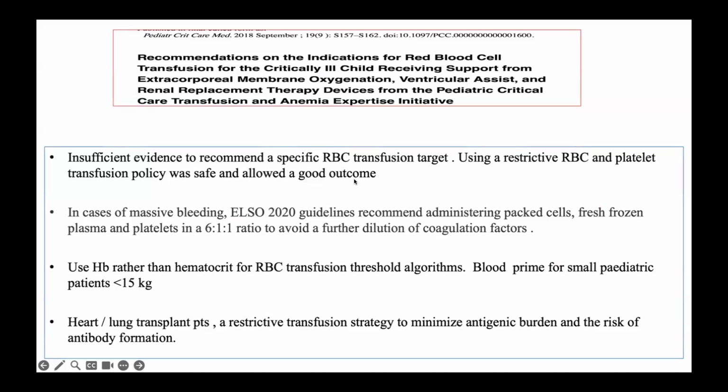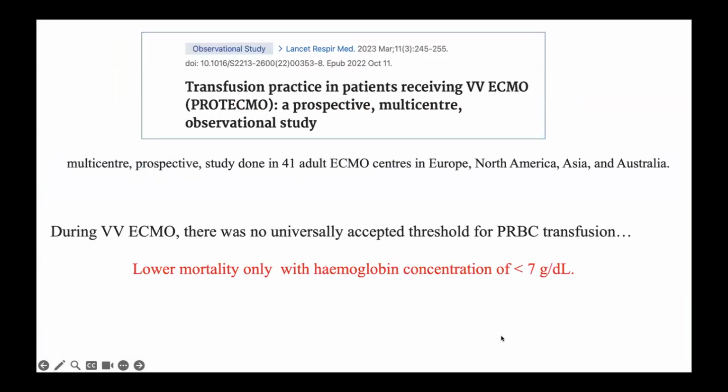So this is another recommendation for children. There's insufficient evidence to recommend a specific RBC transfusion target. Use a restrictive RBC and platelet transfusion policy. In massive bleeding, you can give a higher RBC ratio, 1:1, 6:1:1, to avoid further dilution of coagulation factors, and blood prime for small pediatric patients less than 15 kilos. In heart-lung transplant patients, use a restrictive transfusion strategy to minimize the antigenic burden and the risk of antibody formation. That's another thing to be kept in mind.